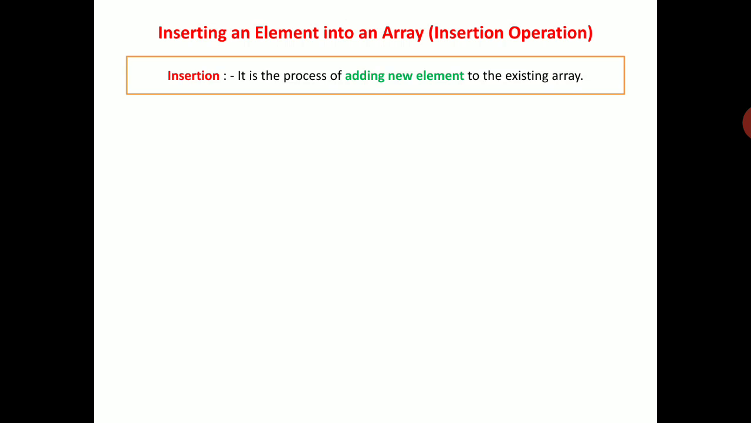Today, in the fourth part of this video, we are going to discuss how to insert an element into an array. That is the insertion operation. What is the insertion operation? It is the process of adding a new element to the existing array. That means an array already exists, and to that existing array we are going to add a new element at the top, in the middle or at the bottom. We will see its algorithm and its process.